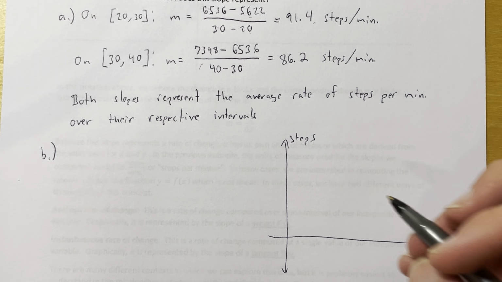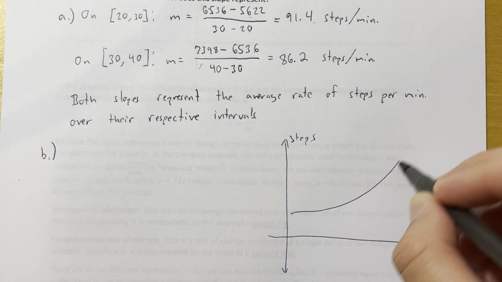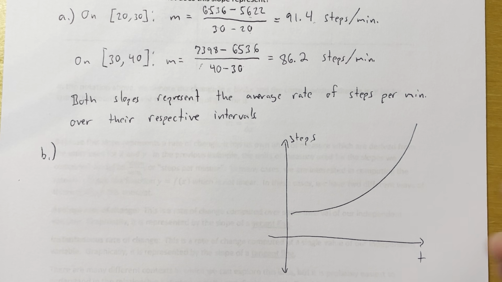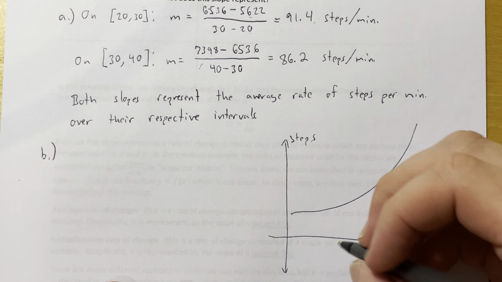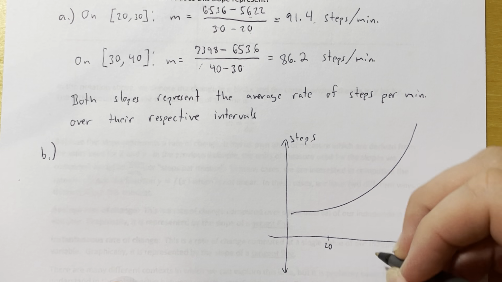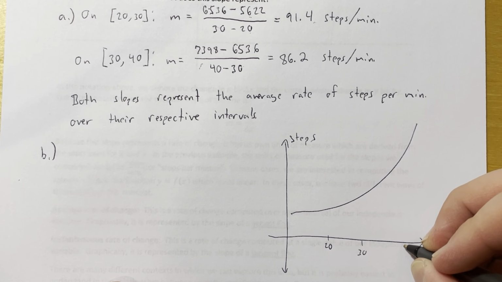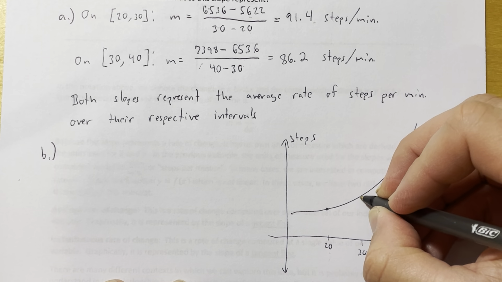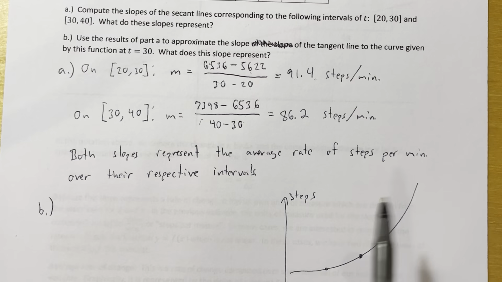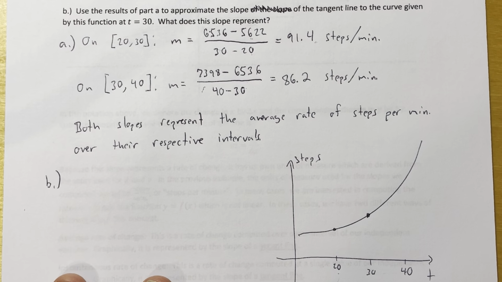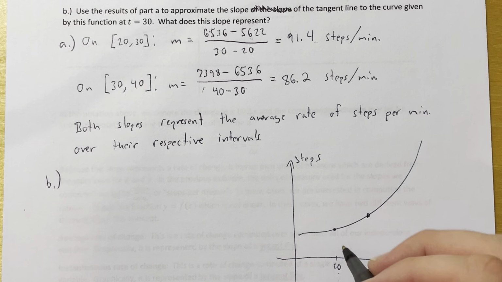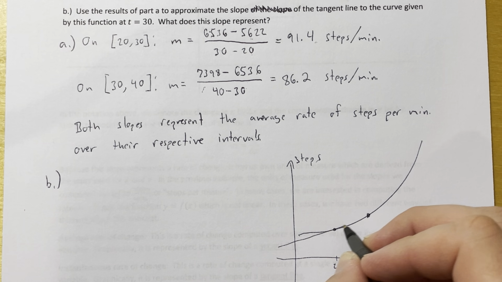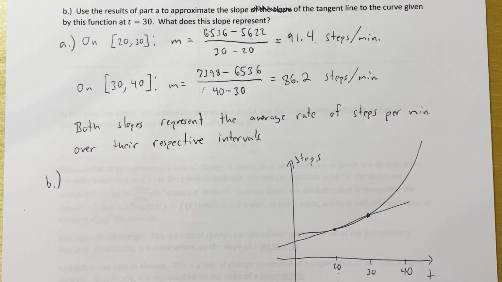But let's just suppose it had some kind of a curve to it. Again, we have no idea exactly what it looks like, but this is just meant to give us a general idea of what we're looking at. So 20, 30, 40. Here are the intervals that we just found the average rates of change over. And the first slope that I found up here, this 91.4, would correspond, and actually I can already tell this is an inaccurate graph, but that's okay. It would represent the slope of that secant line right there, okay?